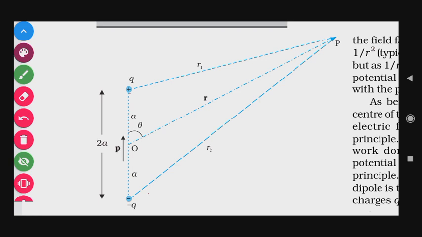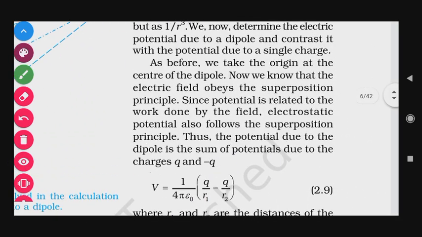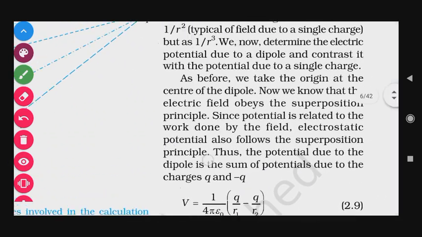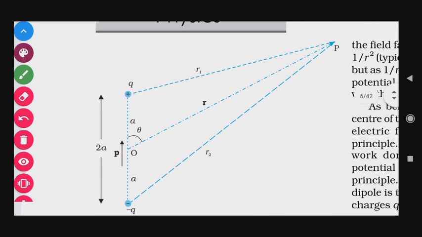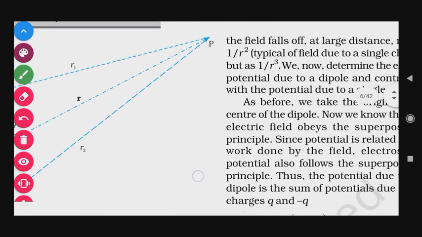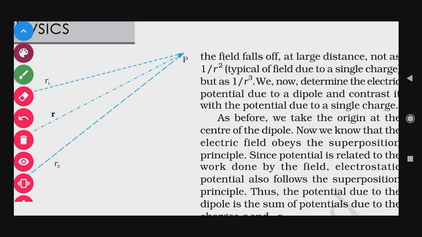You can also state it like this: the presence of the other charge does not affect the potential due to this charge. So this was the superposition principle, and we'll apply it here. In order to get the potential at this point, we find the potential at this point due to this charge, and the potential at this point due to the other charge, and we'll just take the sum because they are scalar quantities.